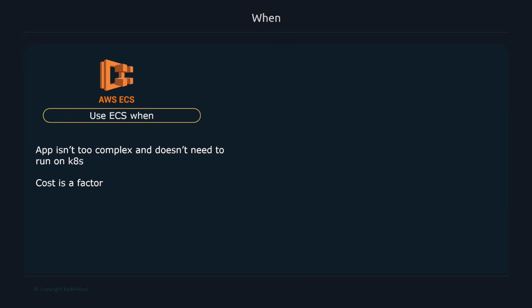In addition, if cost is a factor, then you're probably going to want to prioritize something like ECS because you only have to pay for your actual underlying resources. So even though AWS is providing the control plane, they're not charging you for it, which is great. It's going to lead to cheaper infrastructure costs. You only have to pay for your EC2 instances and EBS as well.